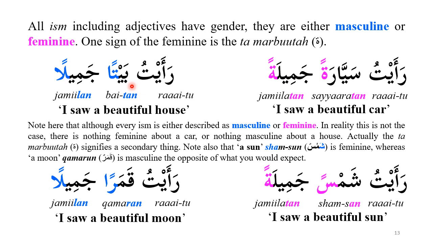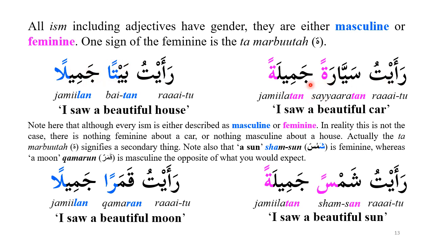Okay, but it doesn't mean that something like a house has a feminine or a masculine quality. It doesn't actually. It is much more fundamental than that. Let's first see. Ra'aitu baitan jamilan. I saw a beautiful house. Remember that the tanwin must be on both the isms, meaning both the noun and the adjective.